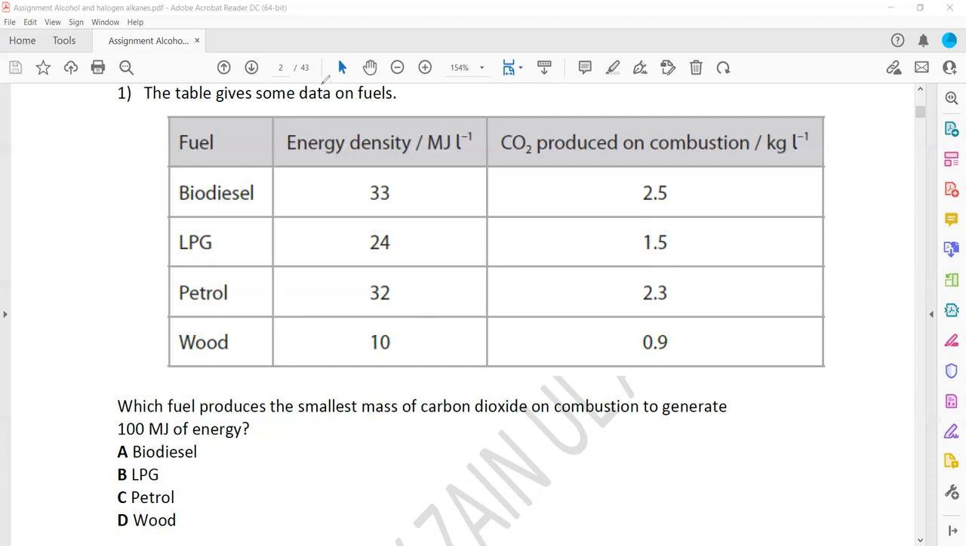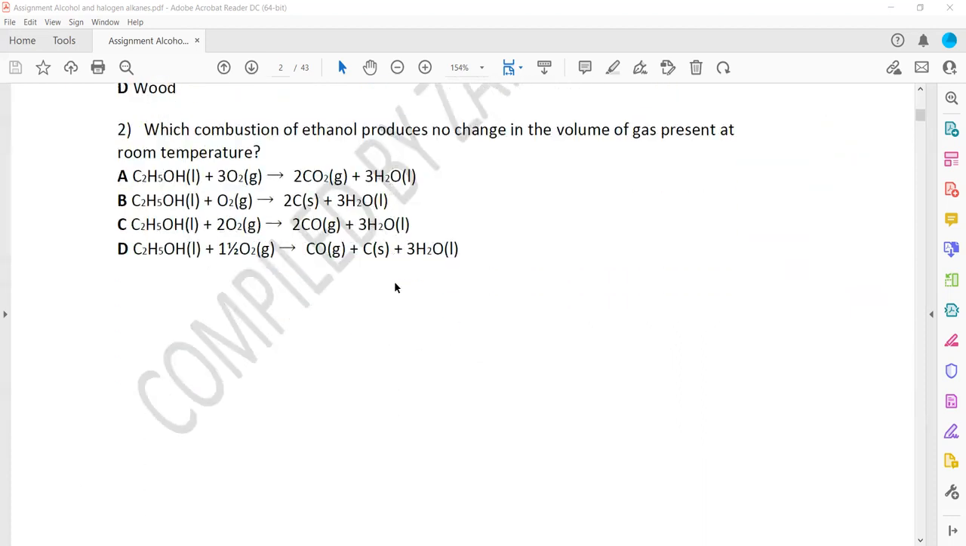Moving on to the next question. Which combustion of ethanol produces no change in volume of a gas present at room temperature? So it means the number of moles of a gas before and after should be the same. If the number of moles of a gas before and after are the same, it means that it does not produce any change in volume of a gas.